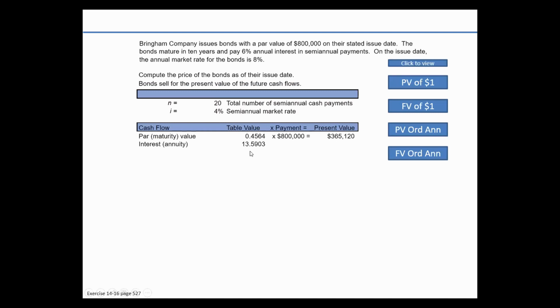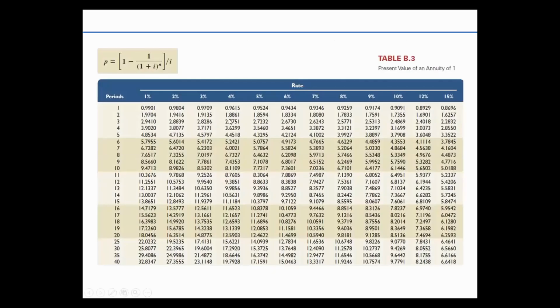And then the interest, as an annuity, would be 13.5903 for 24,000, because that is the amount of interest. And so you get 326,167. And again, if you look at 4% and the number of periods, that's where you're going to find that number.